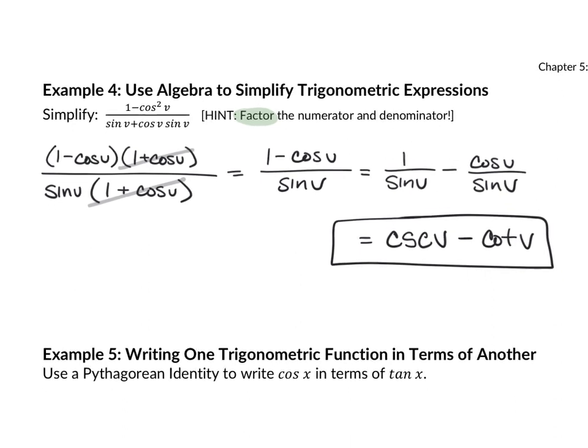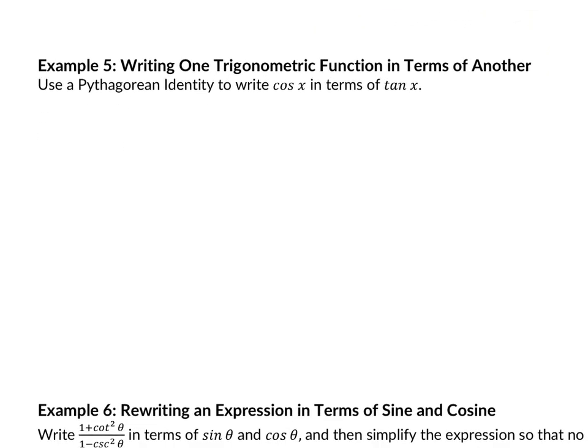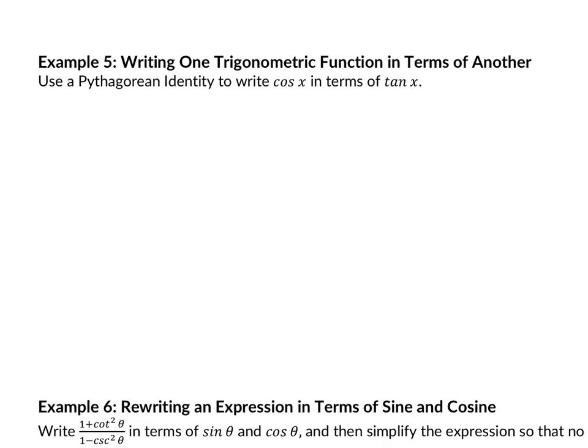In example 5, it wants us to write one trigonometric function in terms of another. So it says, use a Pythagorean identity to write cosine of x in terms of tangent of x. So we're going to start with the tangent version of the Pythagorean identity, which is 1 plus tangent squared of, we'll just use x, equal to secant squared of x. Now to write something in terms of something else, we want this function to say cosine equals something where there's only tangents involved in the equation. So we need to figure out a way to get cosine to show up here.